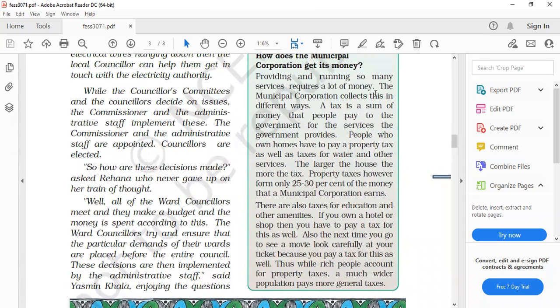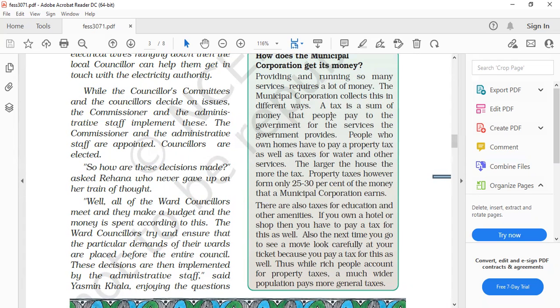Here it is. See, the municipal corporation collects this in different ways. Maintaining, providing or running so many services requires lots of money, and the municipal corporation collects this in different ways. And the different way of collecting is tax. What is tax? You just mention it. They can collect in different ways.